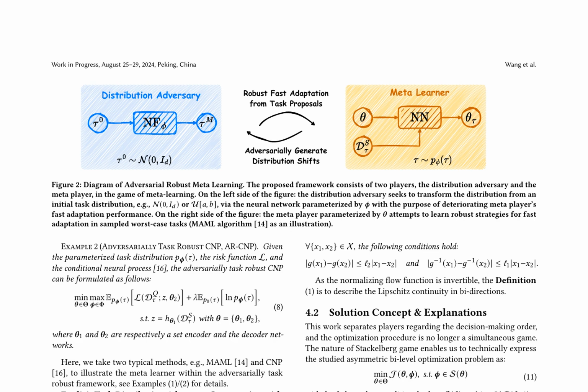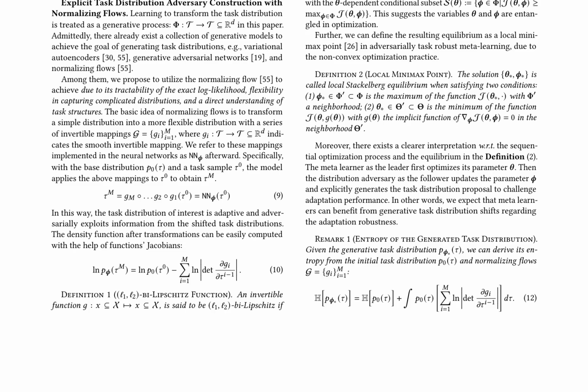The proposed framework, adversarial robust meta-learning, consists of two players, the distribution adversary and the meta-player. The distribution adversary aims to transform the initial task distribution to deteriorate the meta-player's fast adaptation performance. The meta-player, on the other hand, attempts to learn robust strategies for fast adaptation in sampled worst-case tasks.